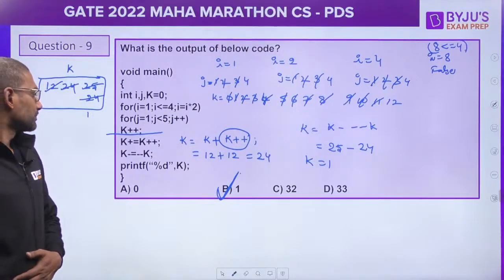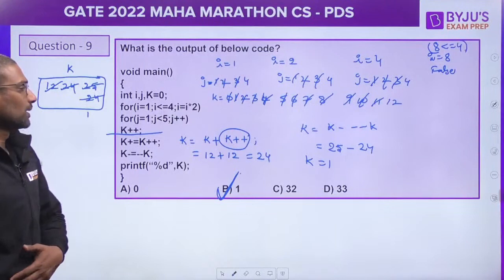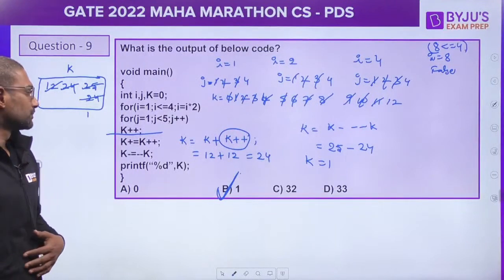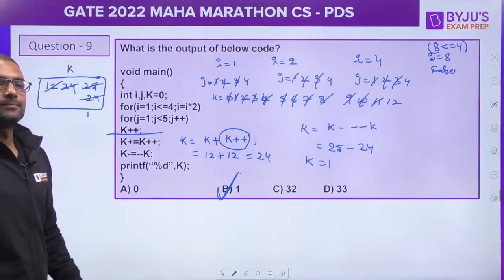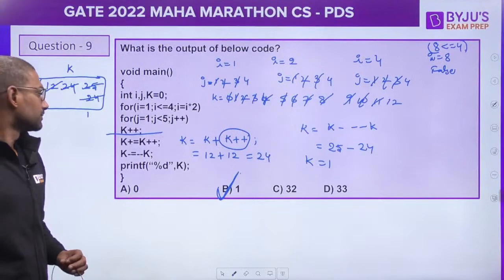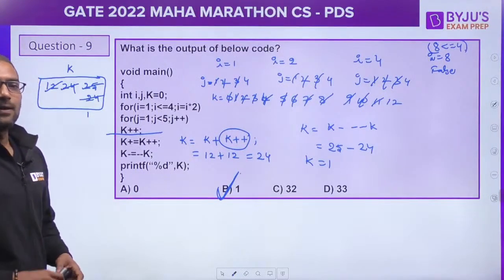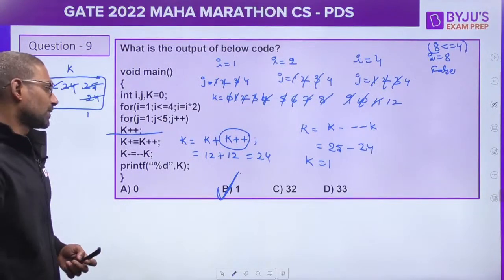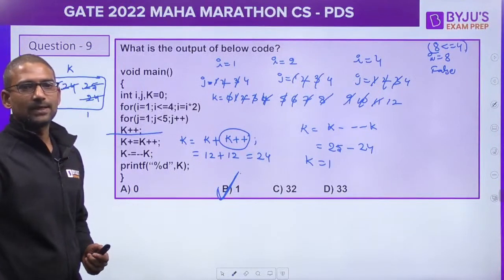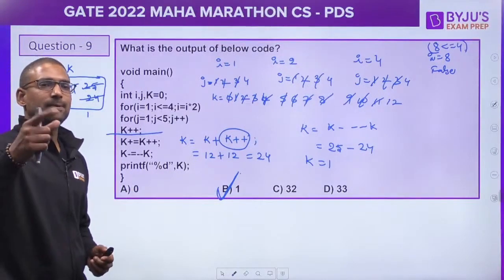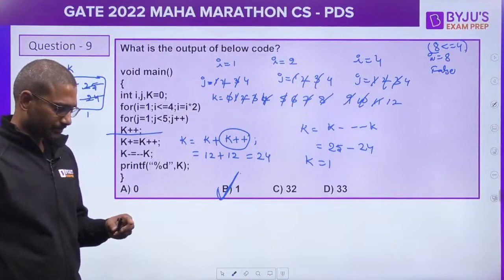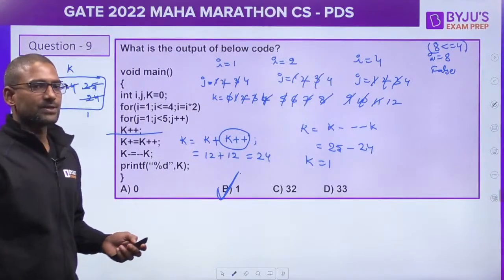So the answer should be B, not A. Nagendra, not A. So guys, please update your scorecard accordingly. Next question.